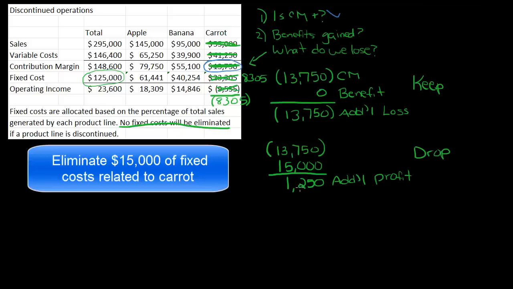So that's really all there is to this problem. All you really have to look at is the contribution margin and then look at what happens to the fixed cost. Is there any fixed cost that we could eliminate? If so, compare the two numbers and then do your math. That's it.